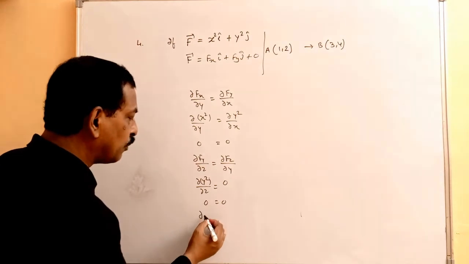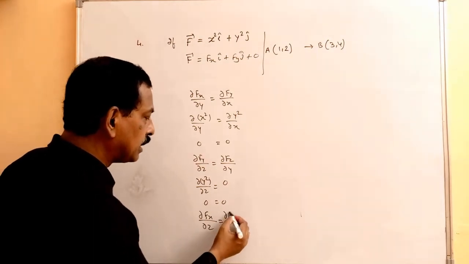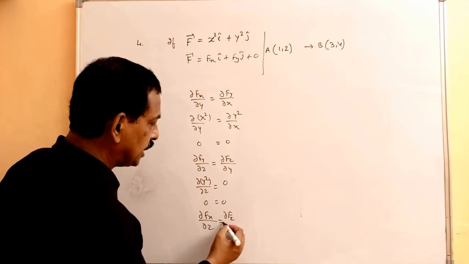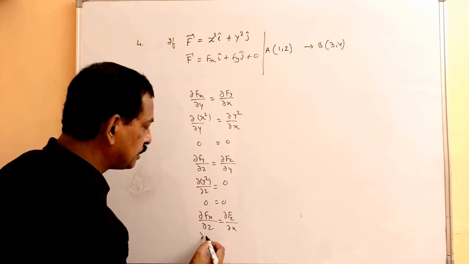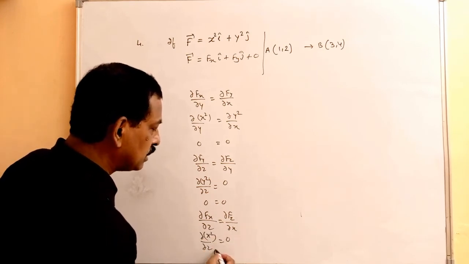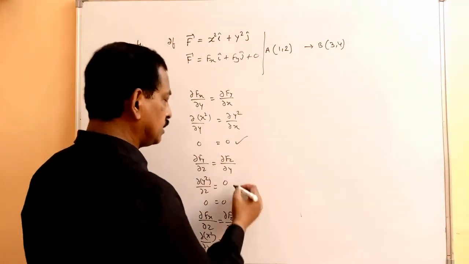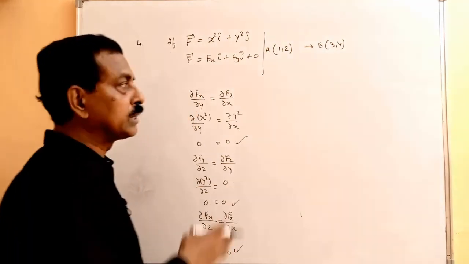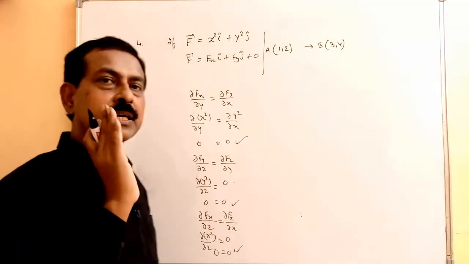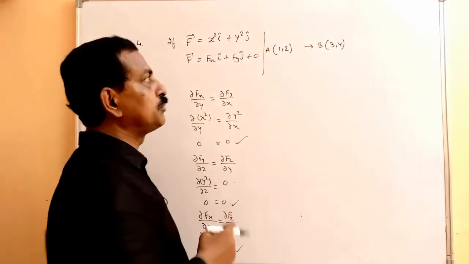Let's take for the third one, ∂fx/∂z and ∂fz/∂x. So again here it will be the differential of x² with respect to z, and this is 0. So this is also 0, 0. That means this 0, 0 is correct. This is also correct here, and this is also equal. So that means this force is a conservative force.